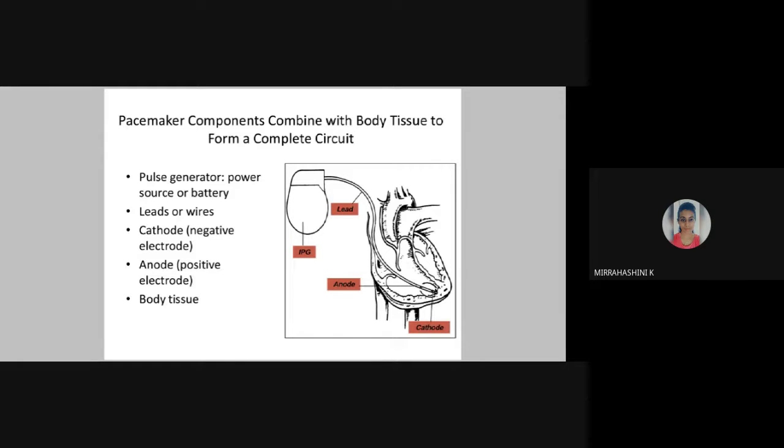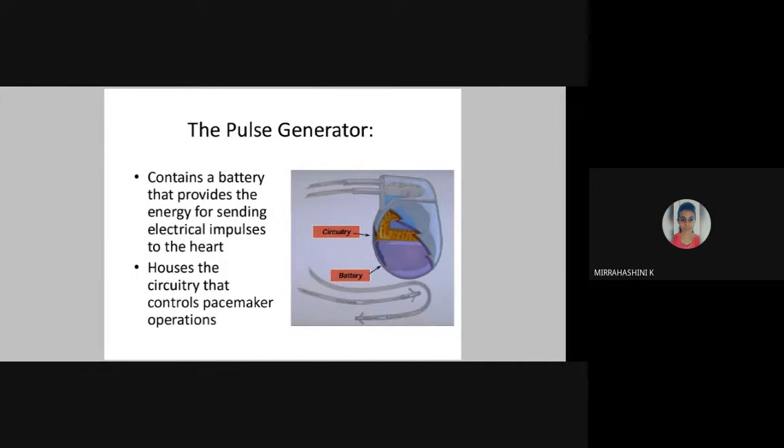One is anode, another one is cathode. Anode is a positive electrode and cathode is the negative electrode. Okay, so this is a complete circuit for your pacemaker. So what happens inside the pulse generator is that it will contain a battery and then a circuit.